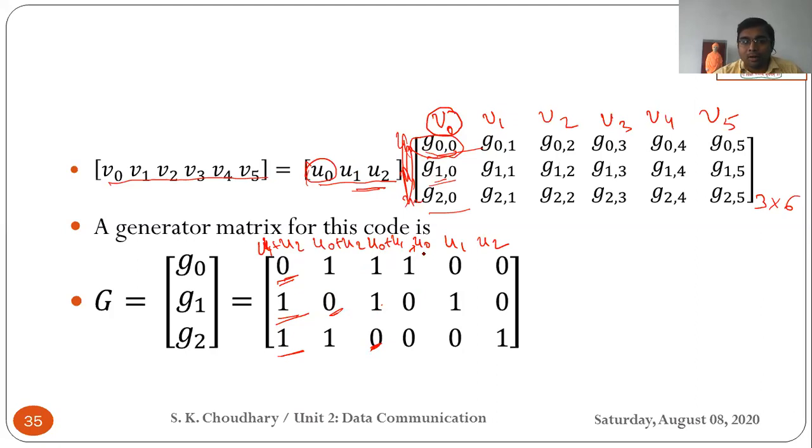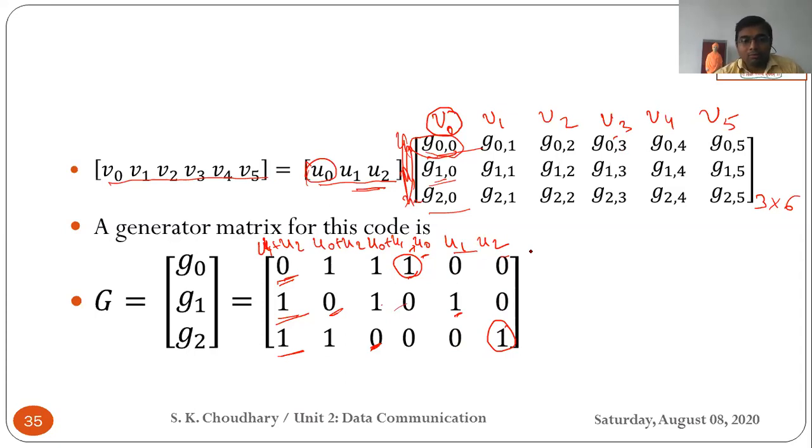Similarly, V3 is a replica of U0. Next one, V3, so it would be only the first position 1 and the rest of the positions 0. Then V4 is a replica of nothing but U1, so only the second position is 1 and the rest of the positions are 0. And the last one is V5. It is a replica of U2. So only the last position is 1 and the rest of the positions are 0. So in this way we find the generator matrix. Okay. Now I think your idea is clear.